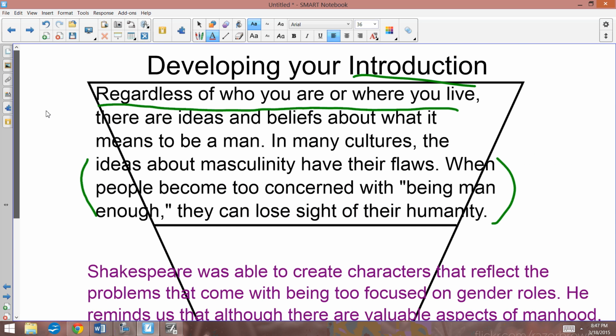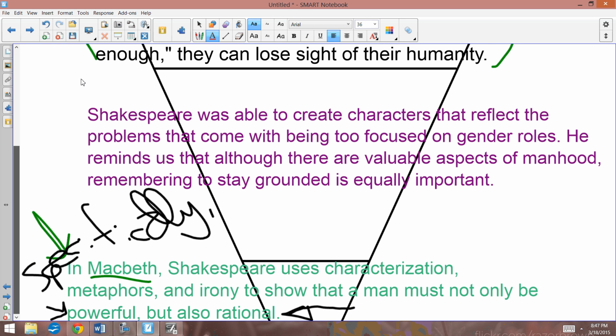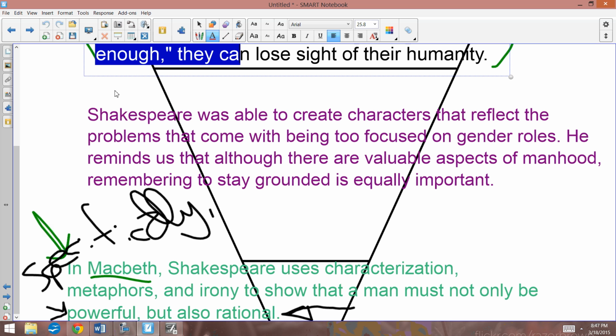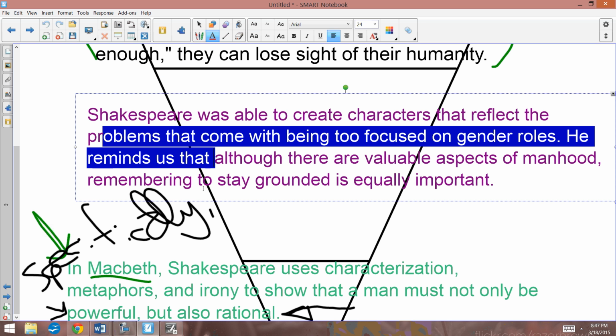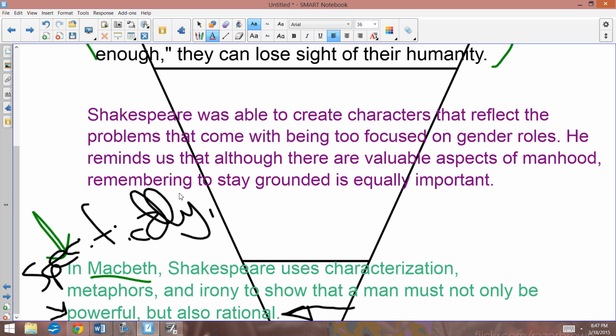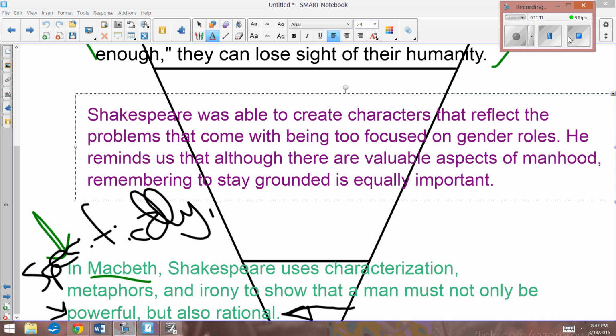And all I would do after doing this is take these ideas that I've chunked into these 3 sections and literally type up this first one up here, add this second one, and add this third one all into one coherent paragraph. And that's it. We're done with our first body paragraph that way.